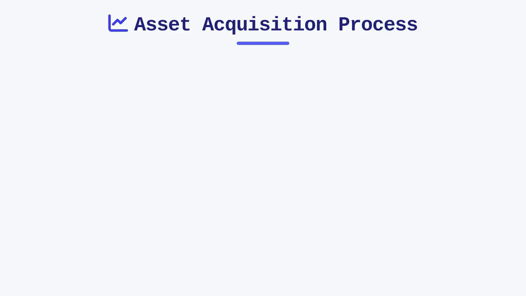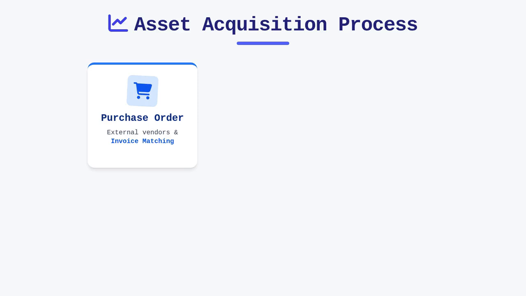When we talk about asset acquisition, we are effectively moving an item from a state of procurement into a recognized fixed asset record within the system. You can initiate this journey through a purchase order, which is the most common method when acquiring assets from external vendors, as it allows for formal tracking and invoice matching.